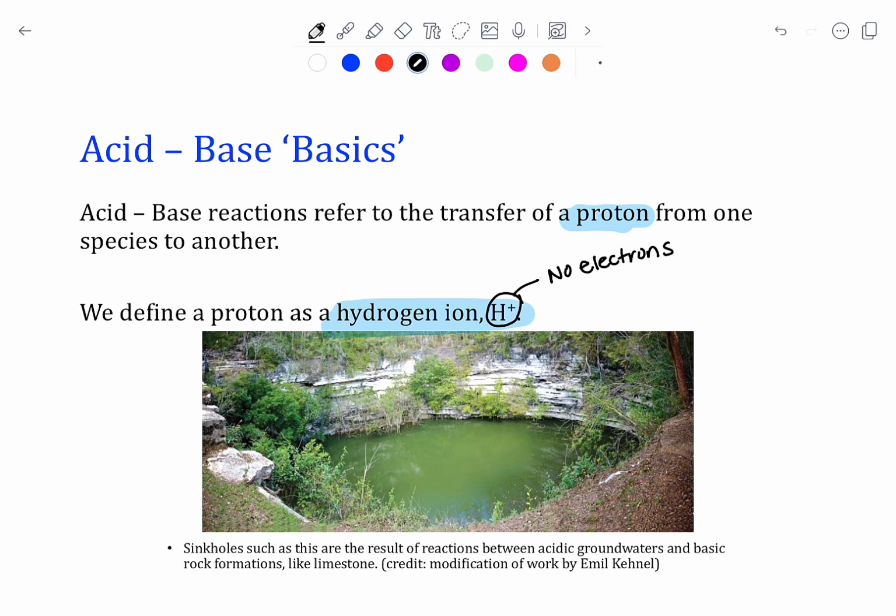We see acid-base reactions every day around us. They're in our body. They're in the things we use to clean our house. We see them in nature. So if you see a sinkhole or any sort of swimming hole type thing that's been formed in rock, that's all based off of an acid-base reaction from acidic groundwater and basic rocks like limestone. That's all acid-base reactions right there.